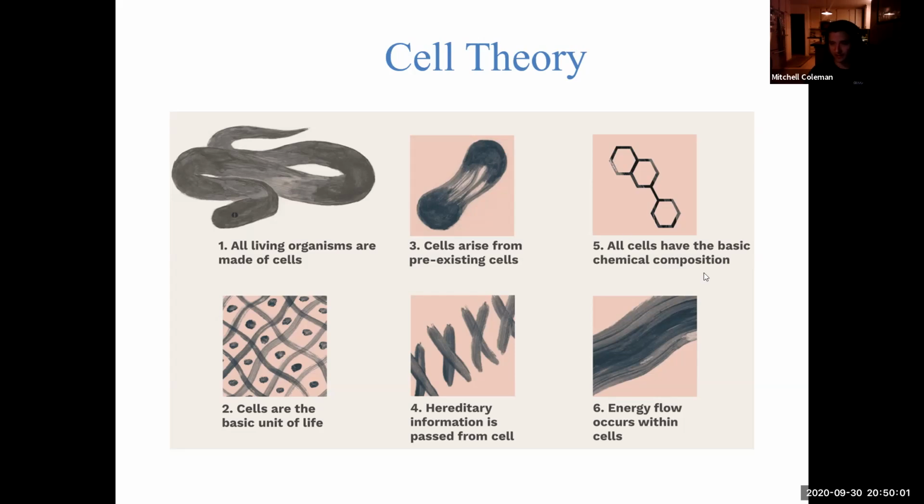All cells have the same basic chemical composition. This was actually before people firmly understood the biological macromolecules we've just gotten done talking about. So this was really much more of a theory back in those days. And lastly, energy flow occurs at the cellular level. And we'll talk about all these different things in much more detail as we progress. But this is cell theory, the most primary components of which is that all living things are made of cells, and that cells are the most basic component of life.